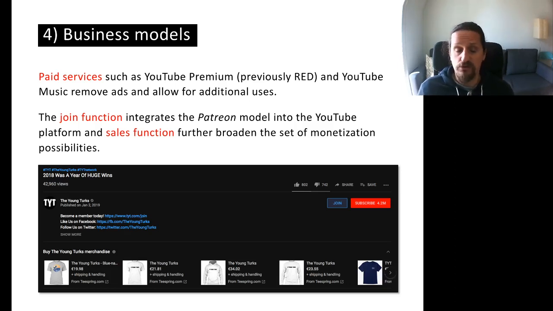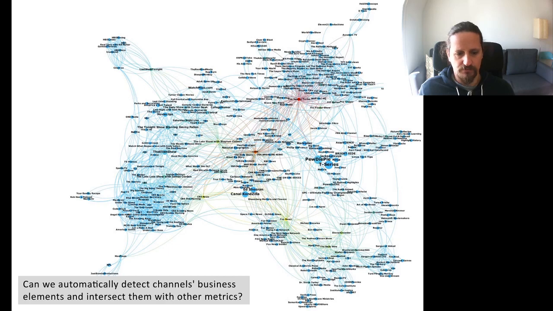And then of course YouTube also has paid tiers. YouTube Music, it used to be called YouTube Premium, YouTube Red. So they went through all kinds of attempts here, and that money, of course, then also is distributed in part to creators, right?